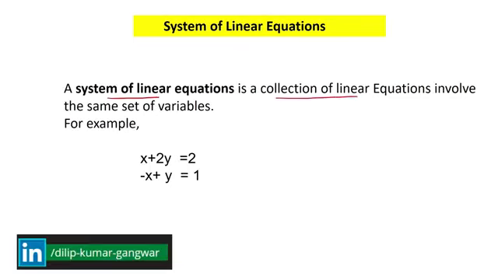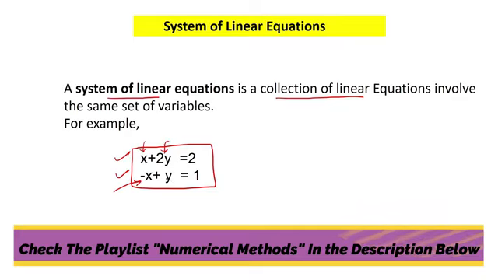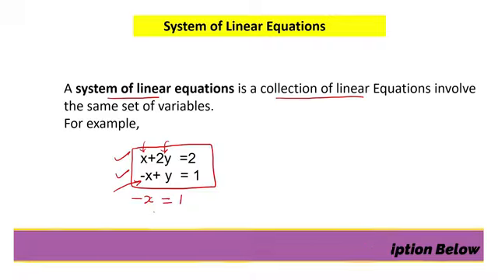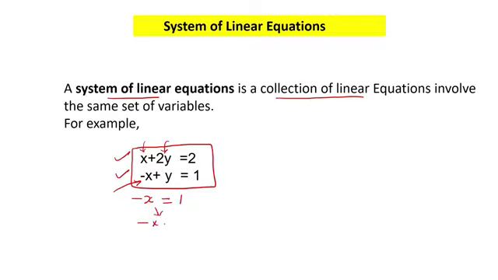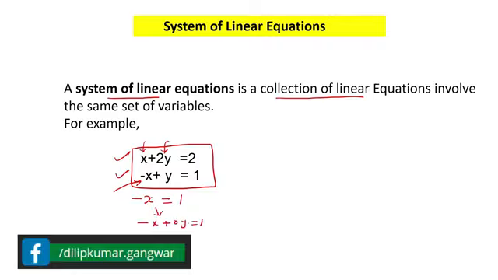For example, this has x and y, and the second equation also has x and y. The second equation may also be like -x = 1, because this is equivalent to x + 0y = 1. In this way, there can be many linear equations, and the group of those linear equations will be called a system of linear equations, or a system of simultaneous linear equations.